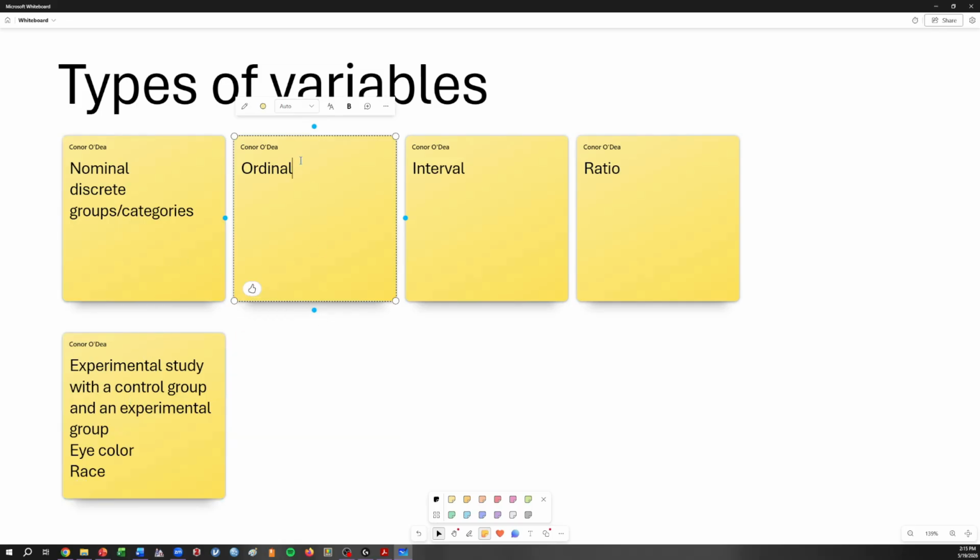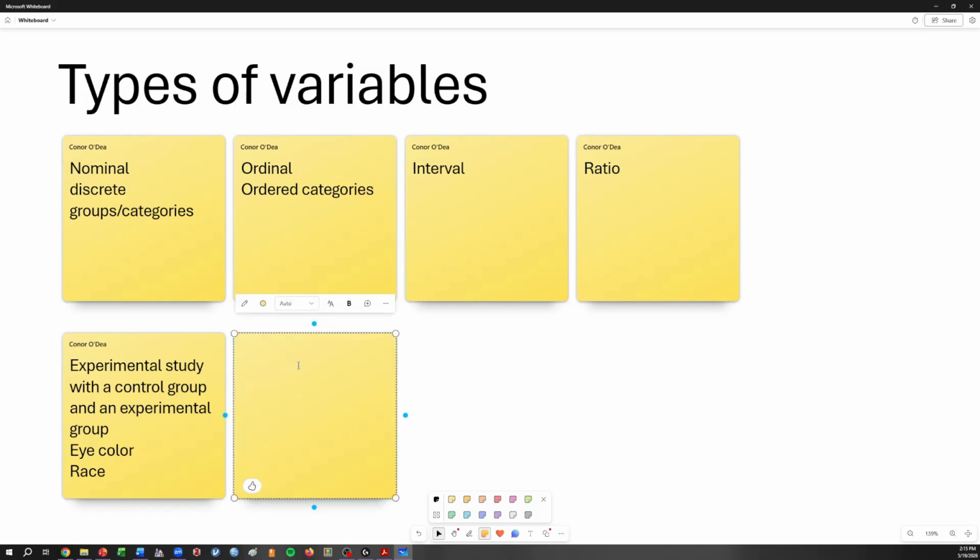Jumping over here to ordinal, now it is still categorical, except now there are ordered categories. And you might be asking, what exactly does that mean here? Well, an example of an ordered category would be like medals in a race, right? So you might have gold, silver, bronze. Right now there are groups. You either get the gold medal or you get the silver medal or you get the bronze medal. But now there is a clear order. Gold did better than silver, did better than bronze.